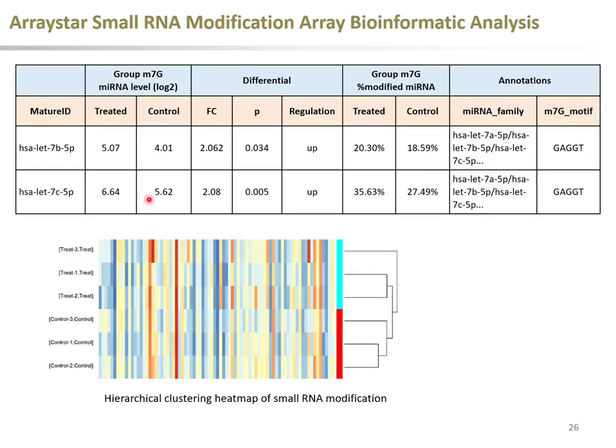The array data are processed, annotated, and analyzed into easy-to-use Office software formats. For example, the differential m7G modification is analyzed for fold change, FC, statistical significance, p-values, up or down regulation, and the stoichiometry of the percent modification changes. The microRNAs are annotated with family memberships and m7G modification motifs. The normalized signals are hierarchically clustered and presented in color-scaled heat maps for visualization.